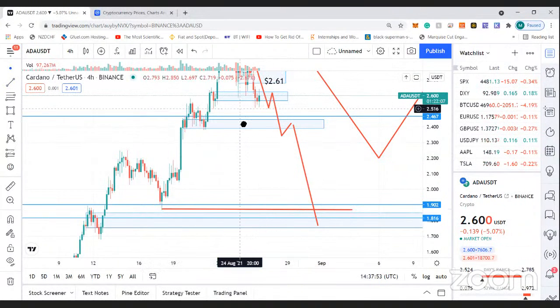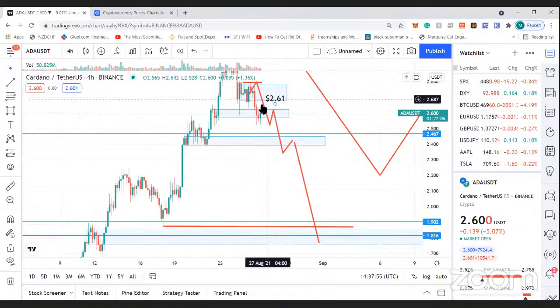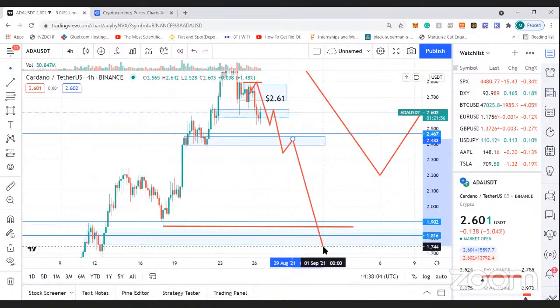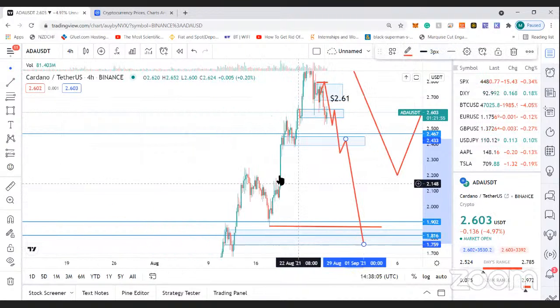Now, the order book fulfilling this movement here, this little movement to here, is all I need to know. I'm not buying any Cardano just yet. I expect the price to really rally back down to here and give us a very good movement around 1.8 and even to 1.7.